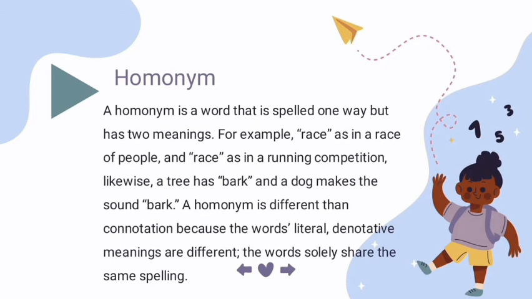Homonym. A homonym is a word that is spelled one way but has two meanings. For example, rage, as in a rage of people, and rage as in a running competition. Likewise, a tree has bark, and a dog makes the sound bark. A homonym is different from connotation because the literal denotative meanings are different. The words solely share the same spelling.